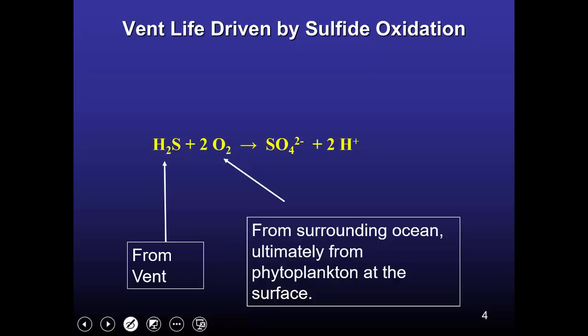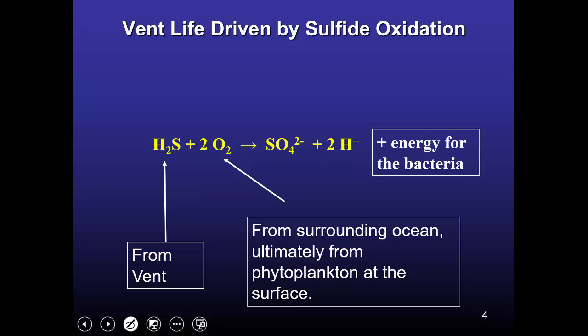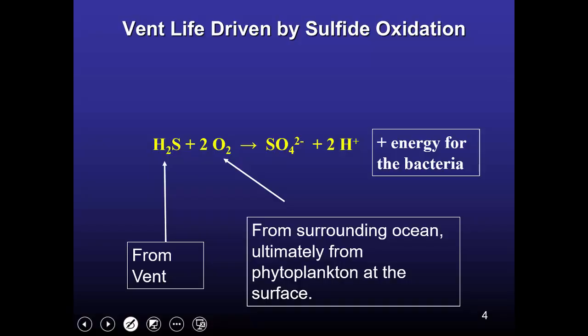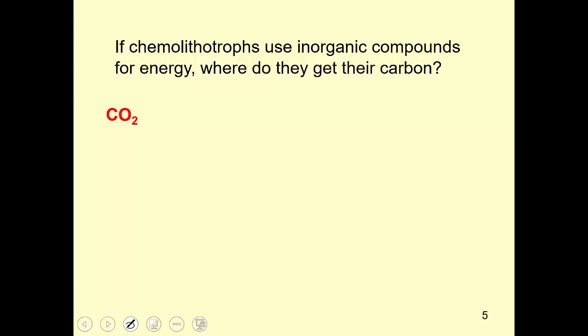And so we need to revise this equation because it doesn't really completely give an idea about what's going on. And we revised it one way in which we discussed how this reaction yields energy that is used by the bacteria to support their own growth and in turn the growth of all the other organisms that are found at the vents. So one thing that's missing from this equation also is carbon. Where in the heck are the organisms getting their carbon? And now you know the answer to that.